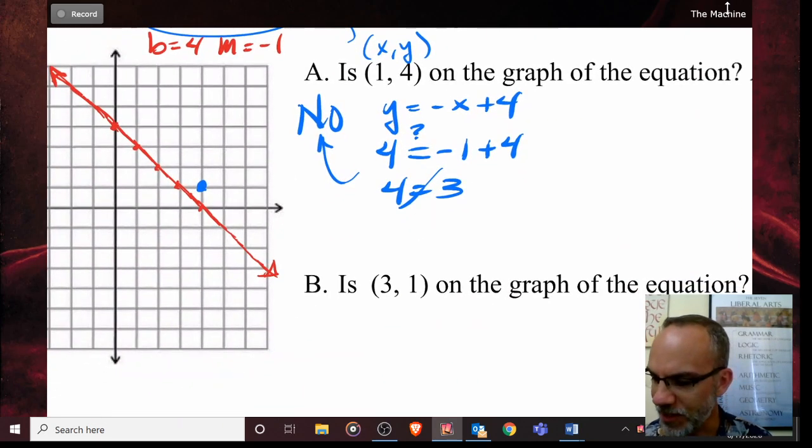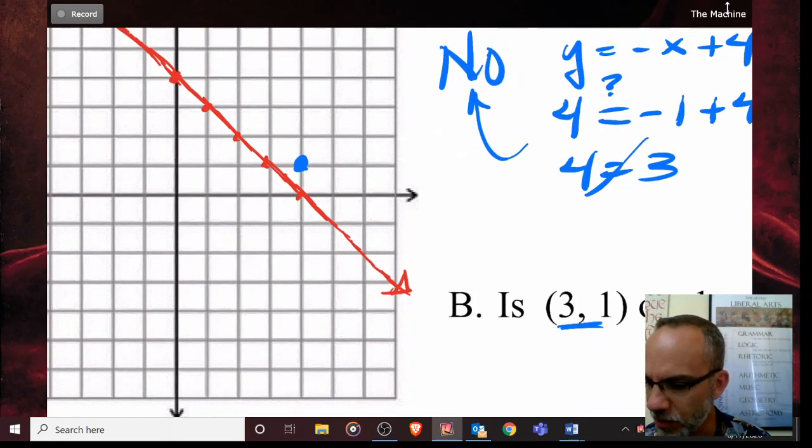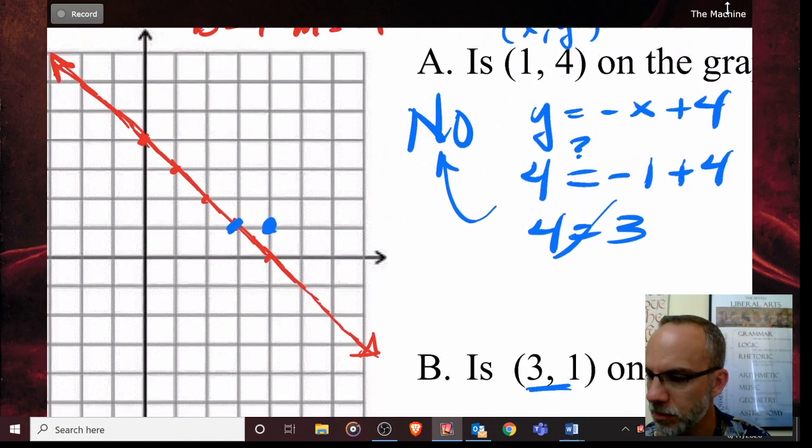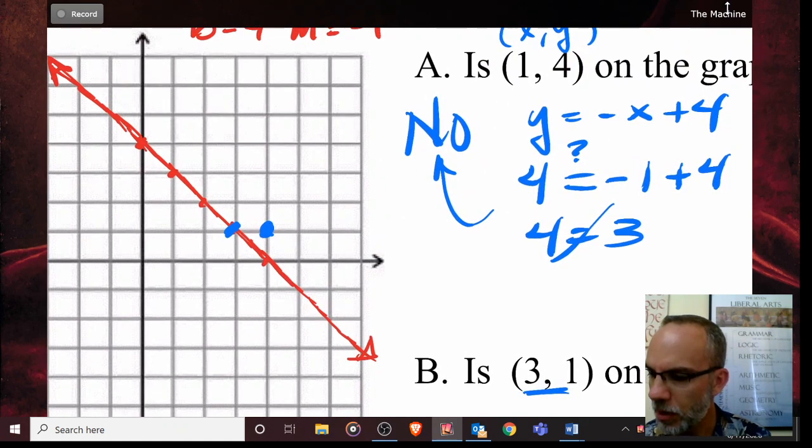Okay, well, what about the next one? (3, 1). Is (3, 1) on the graph of the equation? Well, let's take a look here. 1, 2, 3, 1. Golly, I goofed that one up again, didn't I? All right, so I plotted the wrong point. I just realized that. You probably caught it. I was in a rush. I plotted the point (4, 1), but I wanted the point (1, 4). 1, 2, 3, 4. That was that point.